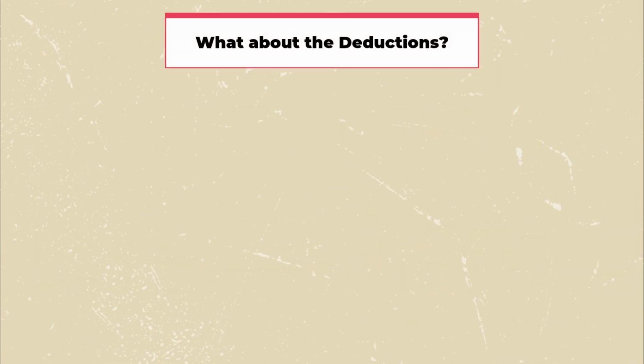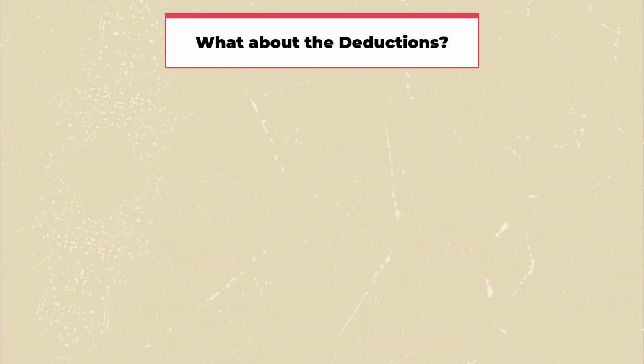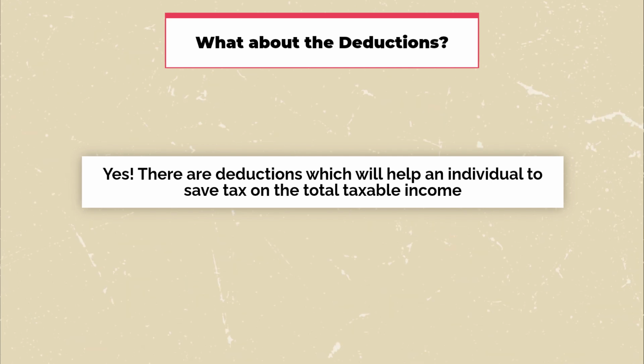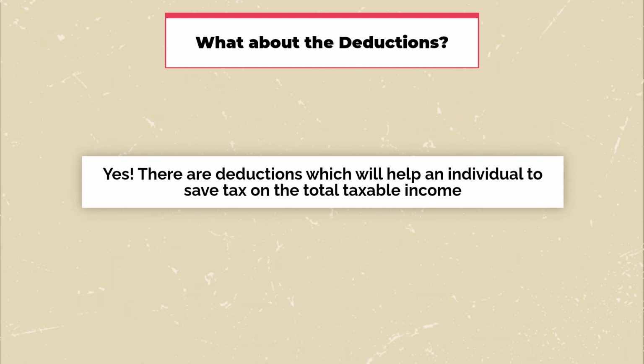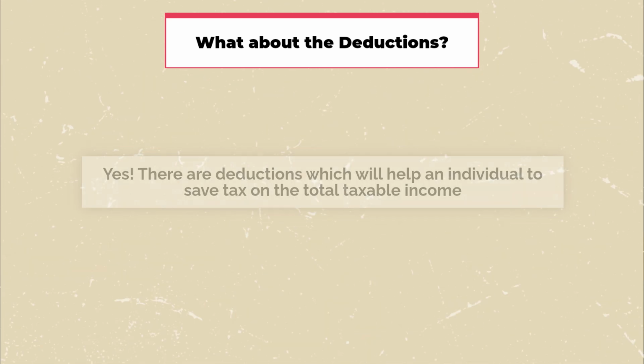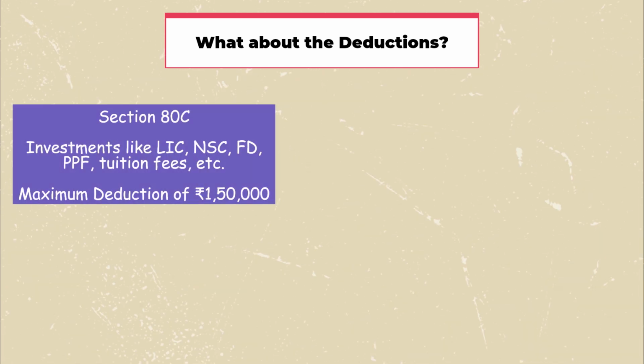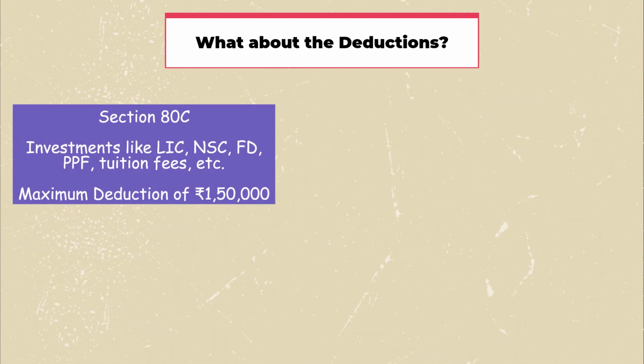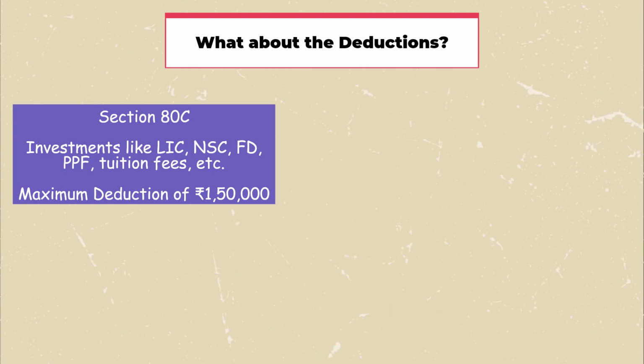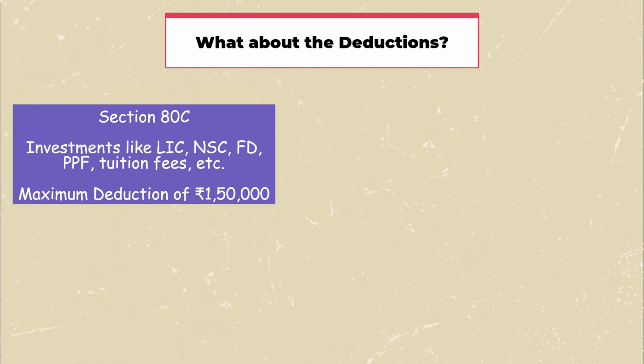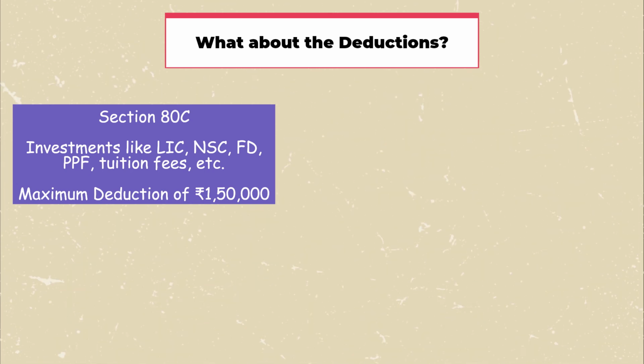Wait, are there any deductions which will help me save my tax? Yes, there are deductions which will help an individual to save tax on the total taxable income, which includes Section 80C for investments like LIC, NSC, FD, and PPF, on which an individual can save maximum up to 1,50,000.